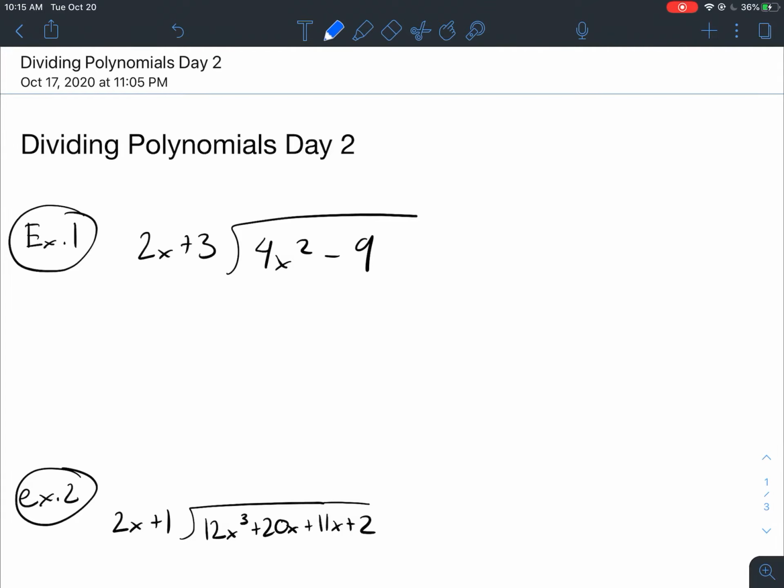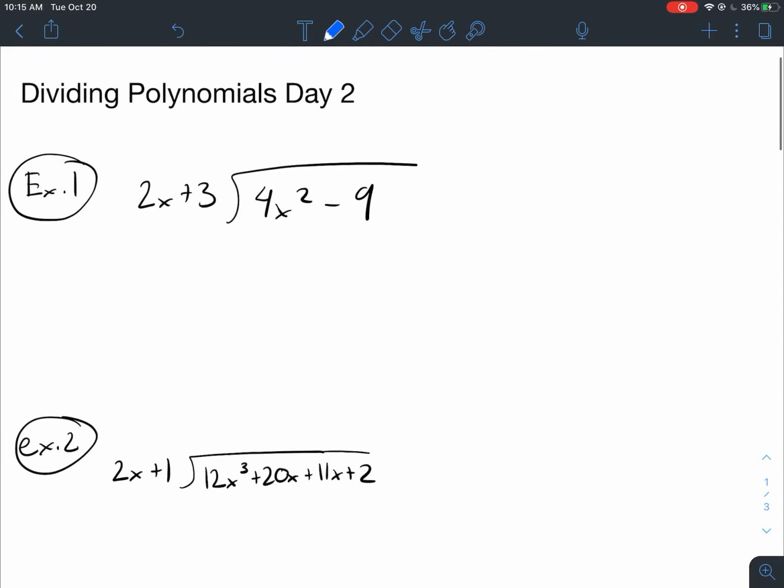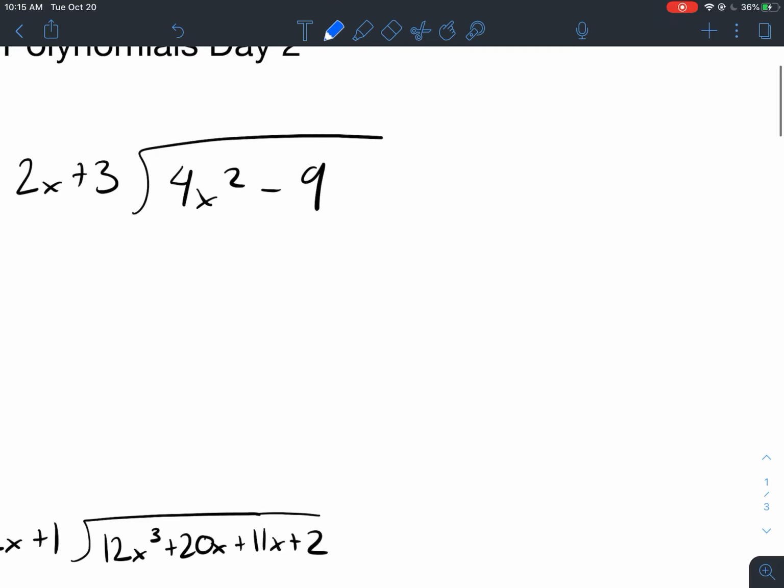All right, and welcome to day 2 of dividing polynomials. For the first example, this one's going to be a little bit different than the ones we've done before. The reason is that if you look at the polynomial on the inside, it's missing the x term. There is no x term. When you're missing a term in dividing polynomials, you have to fill it in with a 0 term. I'm going to show you what I mean by that.